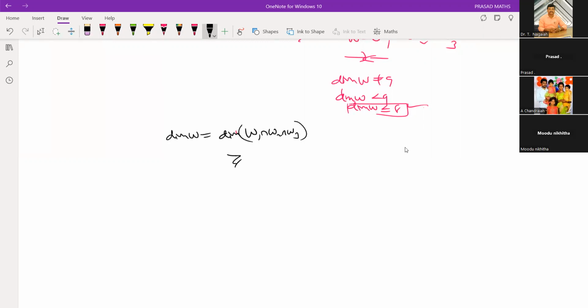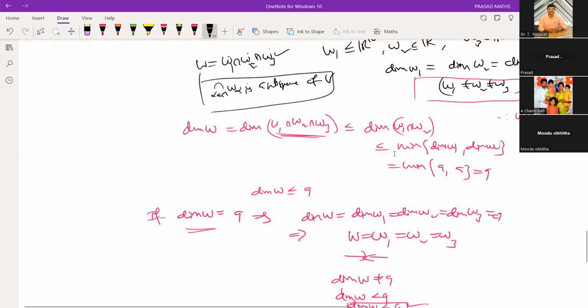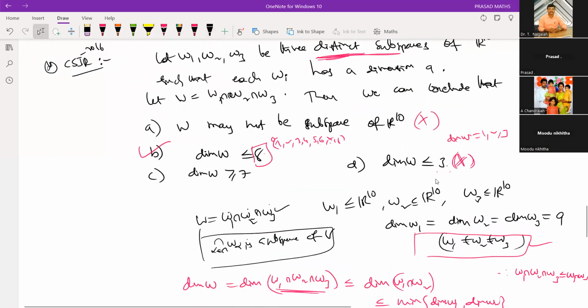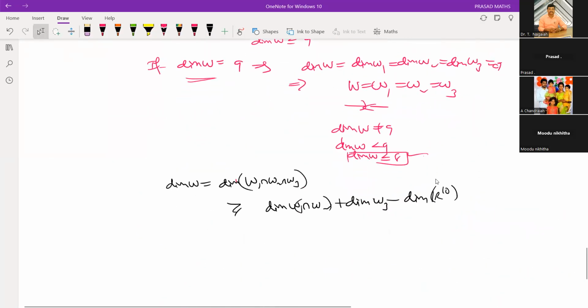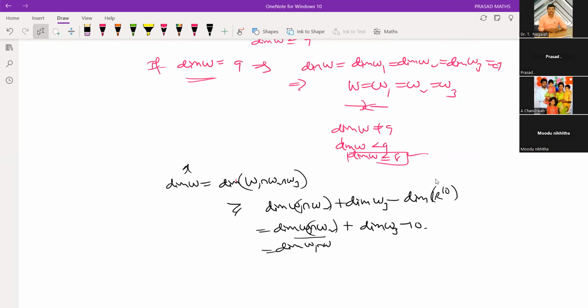But what is the lower bound? Lower bound is dimension of W1 intersection W2 plus dimension of W3 minus dimension of my vector space. What is my vector space? R10. So therefore R10. But this is nothing but dimension of W1 intersection W2 plus dimension of W3 minus 10. See, you need to find the lower bound for this. So it's enough to find the lower bound for this, because you are already given dimension of W3 is nothing but 9. Understand? So therefore it's enough to find the lower bound for this.